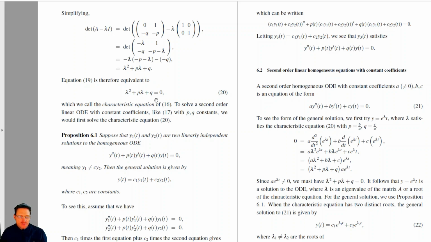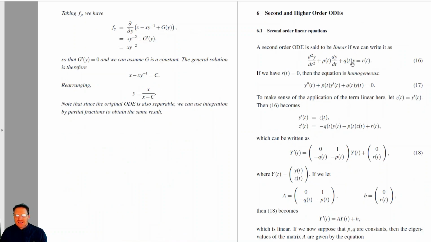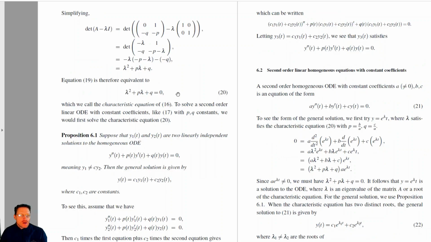Because you look at this and it looks very much like equation 16 there. You replace the second derivative with a lambda squared, the first derivative with a lambda, and since we're looking at the homogeneous case there, it looks very much like equation 20, or the characteristic equation.